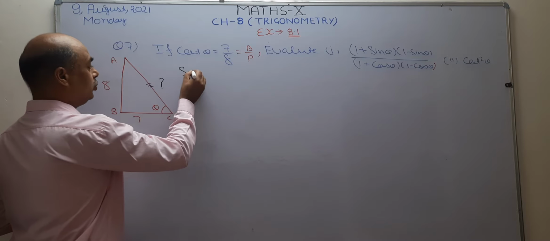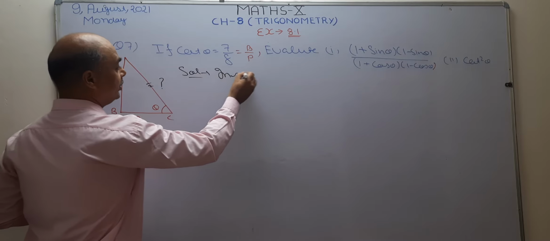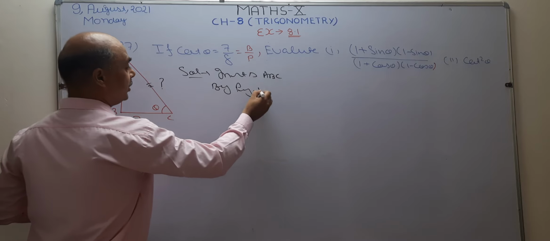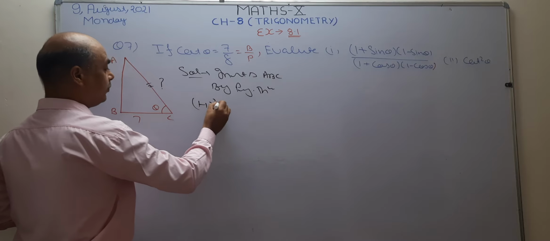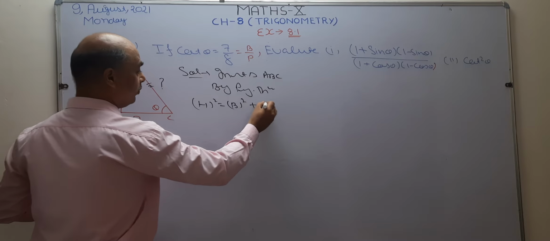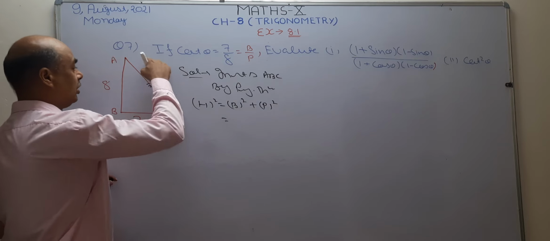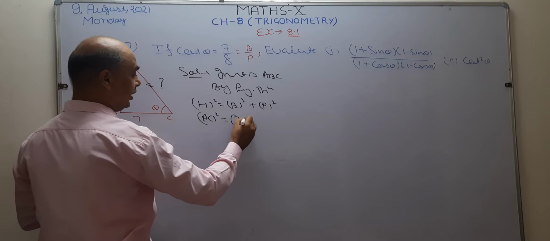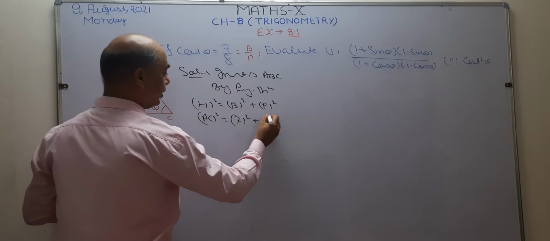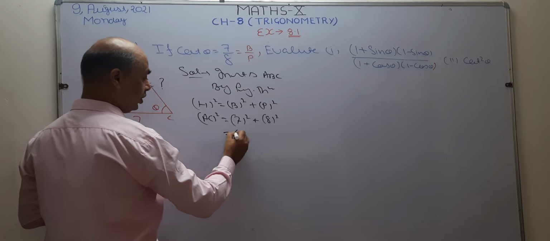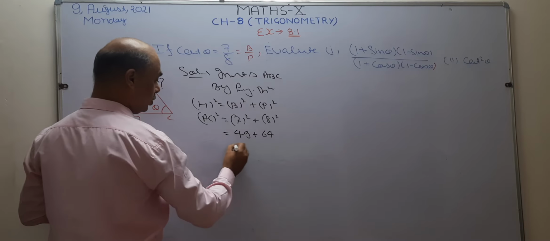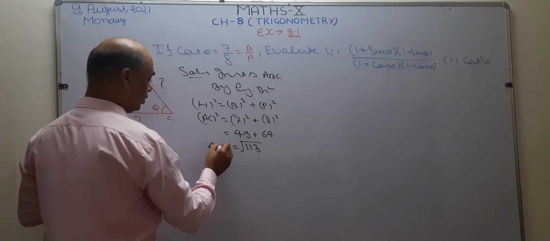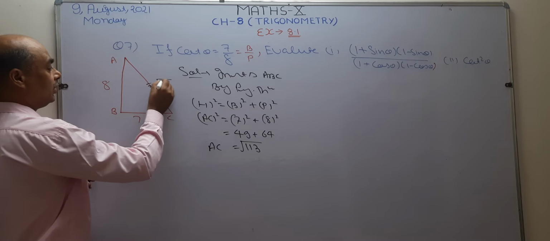So, solution. In right triangle ABC, by the Pythagoras theorem. What is the Pythagoras theorem? Hypotenuse square is equal to base square plus perpendicular square. Now the hypotenuse is not given, so I write the name of this side, AC. What is the base? 7, so 7 square. What is the perpendicular? 8, so 8 square. The square of 7 is 49, the square of 8 is 64, so this becomes 113. Now removing this square, the value of AC becomes root 113.